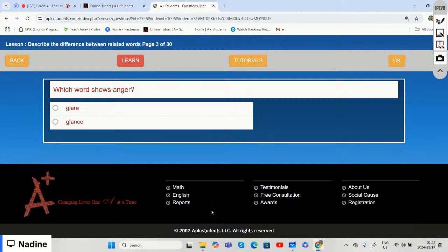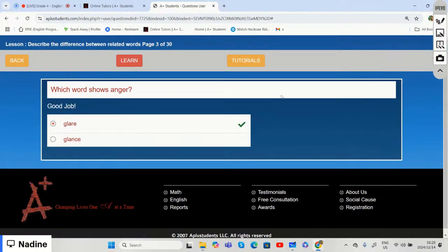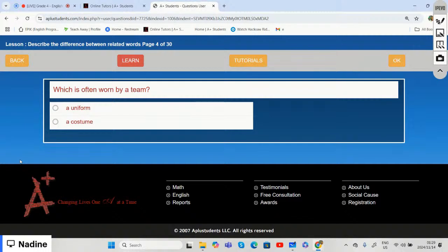All right. And the word that shows anger is glare. Because remember, we said earlier on, glare is when you are looking at something in an angry way, right? So glare shows anger. Glance, right? It's like where you are looking at something hurriedly, quickly. That is glance. So glare shows anger. Well done. Option one is correct.